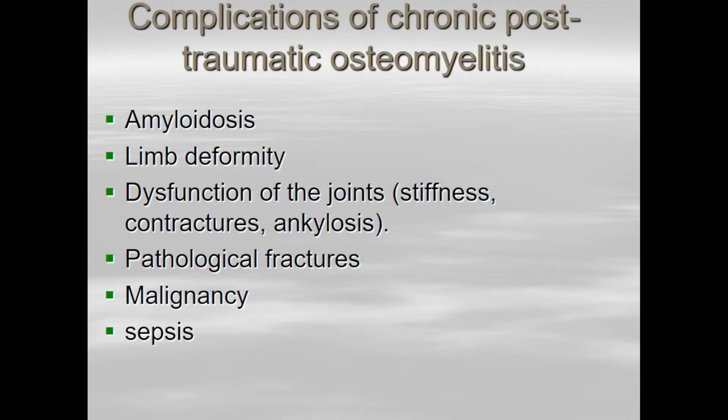Pathological fractures, maybe malignancy, have rules. If the patient has a fistula for more than 6 months, there is a greatly increased risk of malignancy. A fistula of more than 6 months is an indication for amputation. If not more than that time, conservative treatment may be used. The next complication is sepsis.